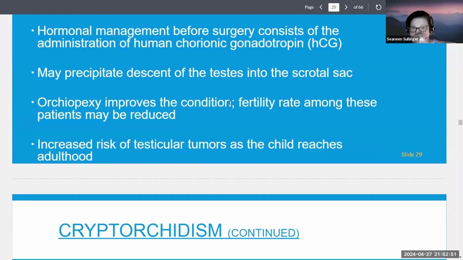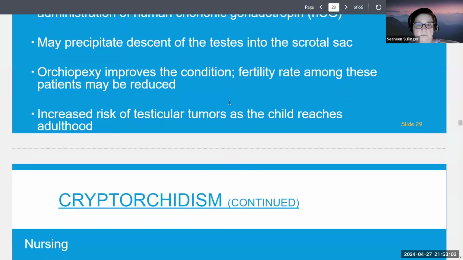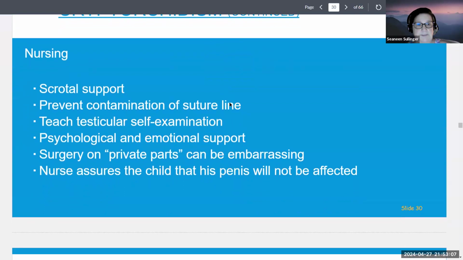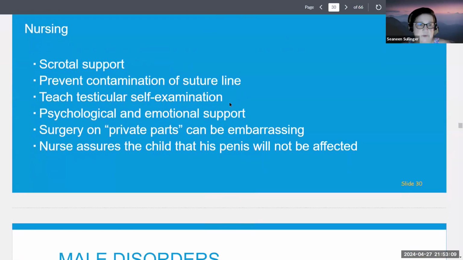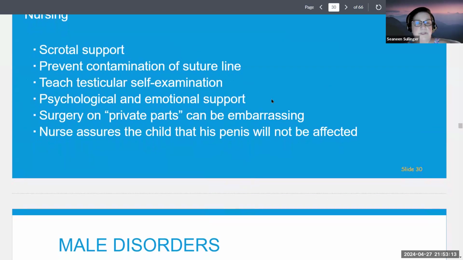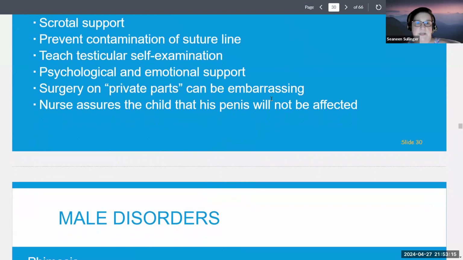They can surgically bring the testicle down. They can also sew it so that it stays and doesn't go back up. And then when they do the surgery, same post-op type things that you're watching for. We do want to teach testicular self-exam.